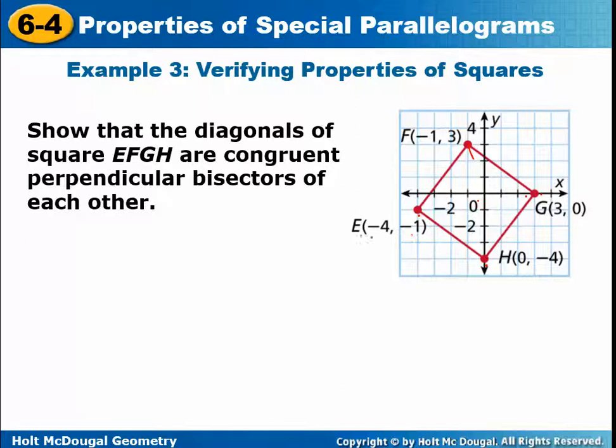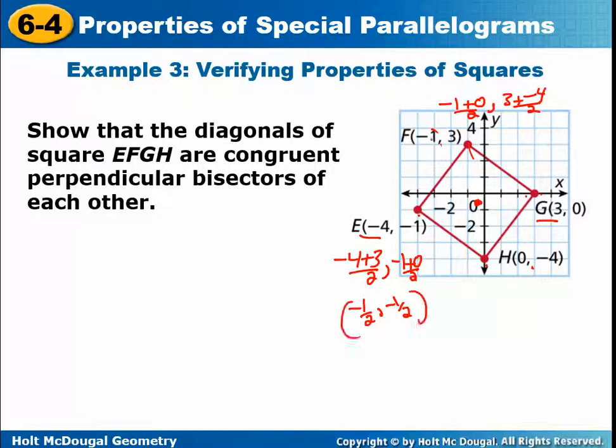So the midpoint from here to here would be, you take -4 plus 3 divided by 2 for the x-coordinate. That'd be -1/2. And then -1 plus 0 divided by 2, -1/2. So the midpoint is at -1/2, -1/2, right here. The midpoint of this line, F to H, would be -1 plus 0 divided by 2, and the y-coordinates would be 3 plus -4 divided by 2, which also is -1/2, -1/2. They have the same midpoint. So we know right from that that they bisect each other. This is congruent to this, and this is congruent to this.